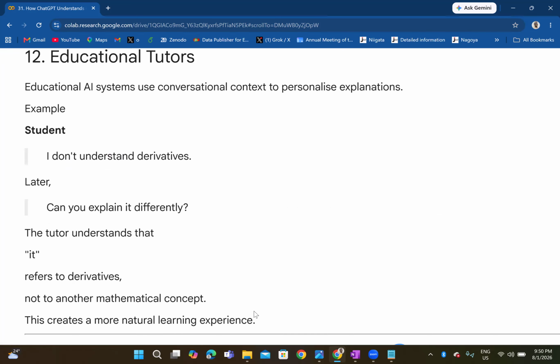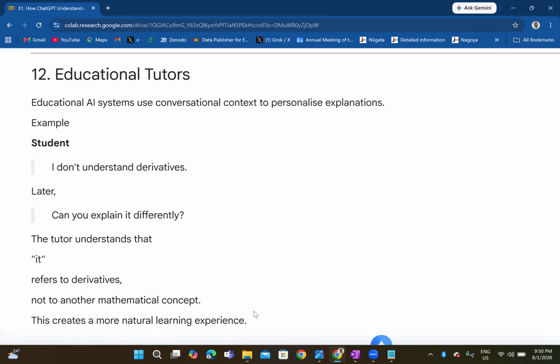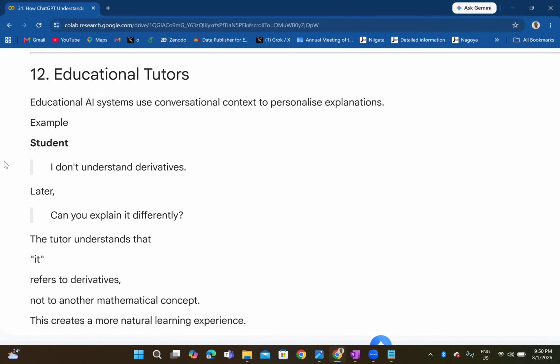Then we have educational tutors now. Educational AI systems use conversational context to personalize explanations. Example, student says, I don't understand derivatives. Later, can you explain it differently? The tutor understands it refers to derivatives, not to another mathematical concept.